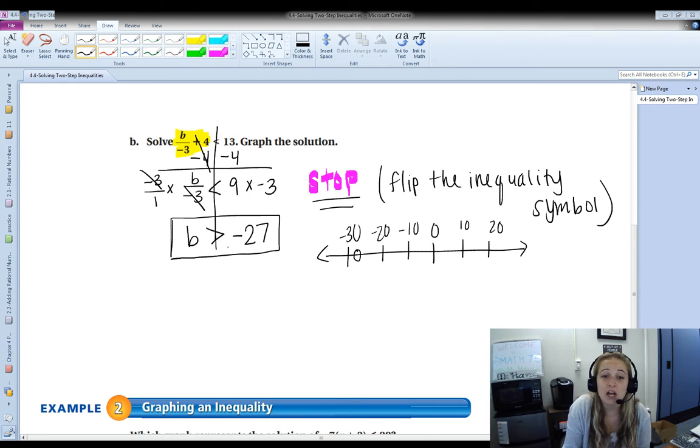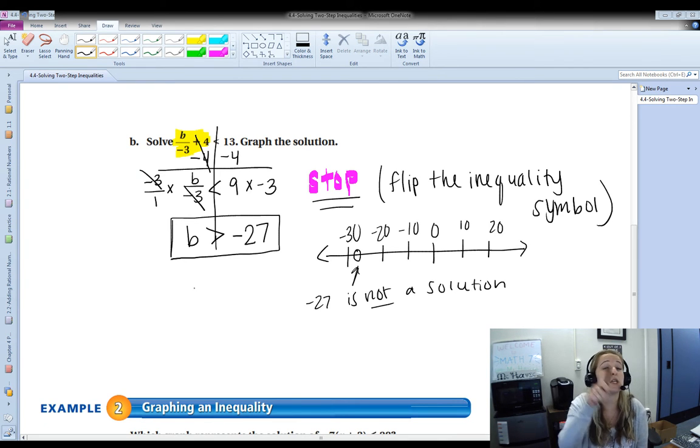Hopefully you're saying leave it open because -27 is not a solution. Okay, and the reason why we know that is because there's not a line underneath it, which tells us it cannot be equal to -27. It just has to be greater than -27. So you can think about this logically. If B has to be greater than -27, where are greater numbers?